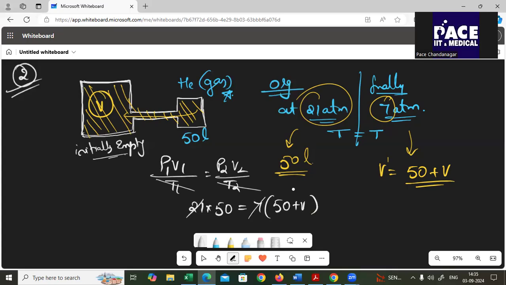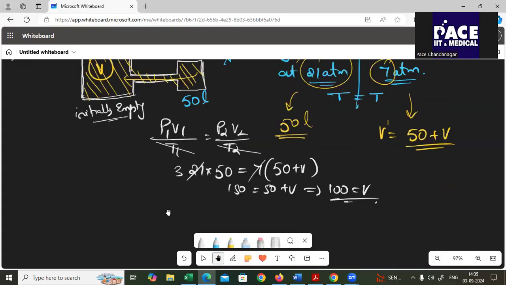So now go on with this calculation: 150, and here 150 minus 50 is your 100 liters. So 50 plus V implies 100 is your volume. So 100 is the volume of this big tank that we are talking about. All right. Moving on to the next question, question number 3. Any doubt, you may please let me know in class tomorrow.